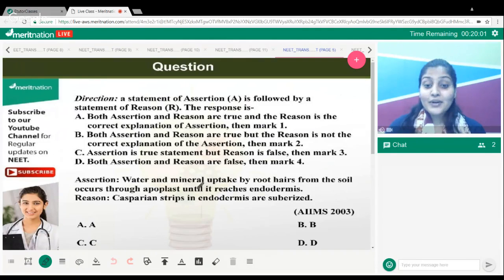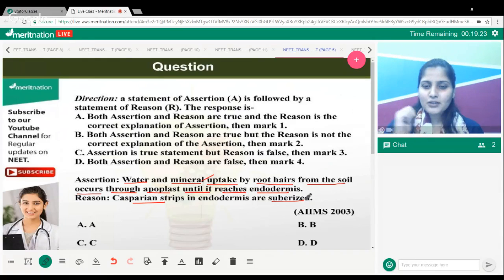So let's read the assertion. The assertion says that water and mineral uptake by root hairs from the soil occurs through apoplast until it reaches the endodermis. Do you think this assertion is right? Endodermis is a negative character. It doesn't allow water to move apoplastically. The reason suggests that endodermis is negative in character because Casparian strips are present and Casparian strips are suberized.